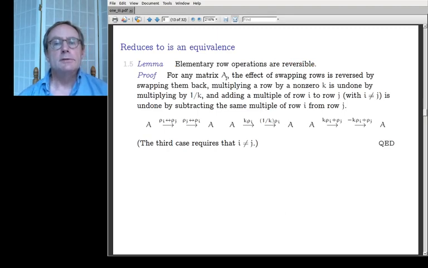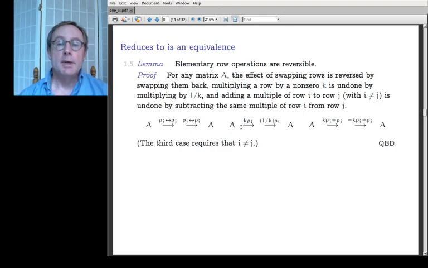If I do any of Gauss's method operations, the elementary row operations, on a matrix, then I can reverse them. So for example, if I write down a matrix A and swap row I and row J, and then swap row J and row I, I'll be back to the original matrix again.